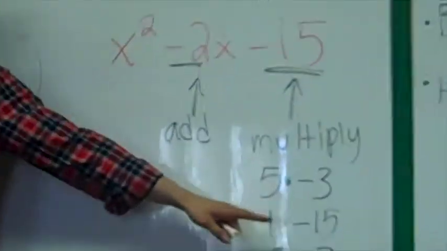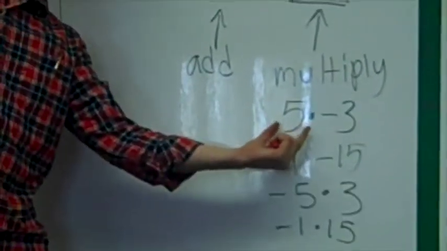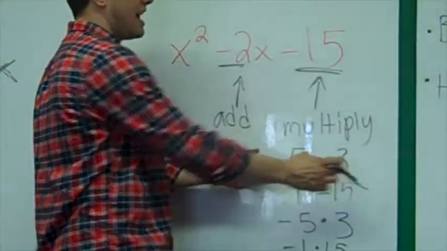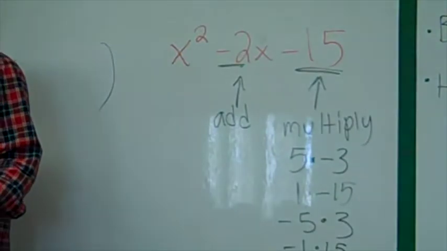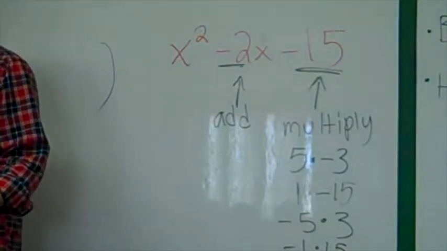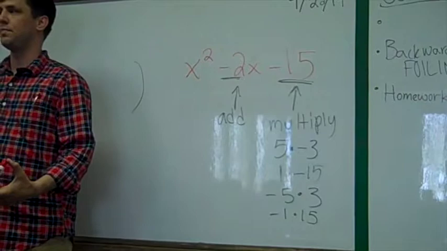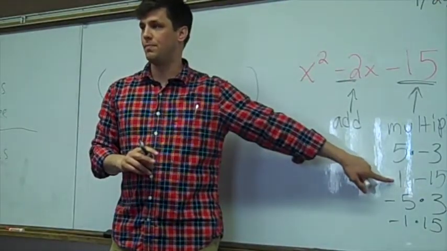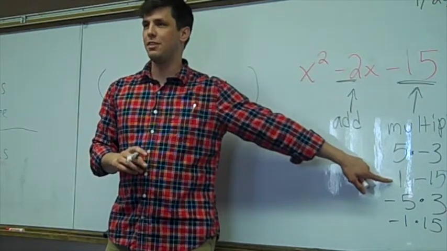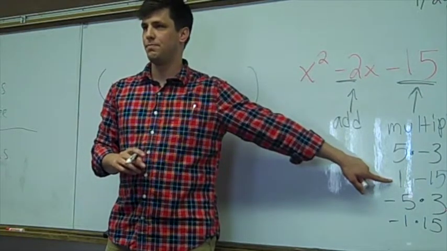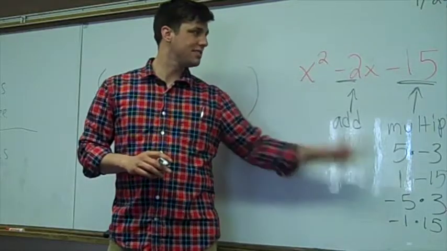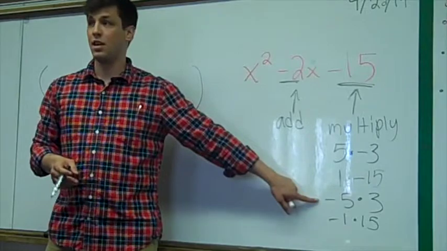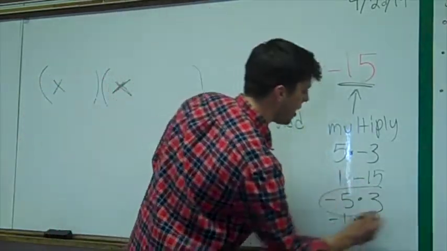Now we look at these combinations and we take the numbers and we say, what ones add to negative 2? 5 plus negative 3. Does that add to negative 2? 5 plus negative 3 is what? 2. It's positive 2. 1 plus negative 15, what does that equal? Negative 14. That doesn't work. Negative 5 plus 3? Negative 2. These are our numbers. We win.